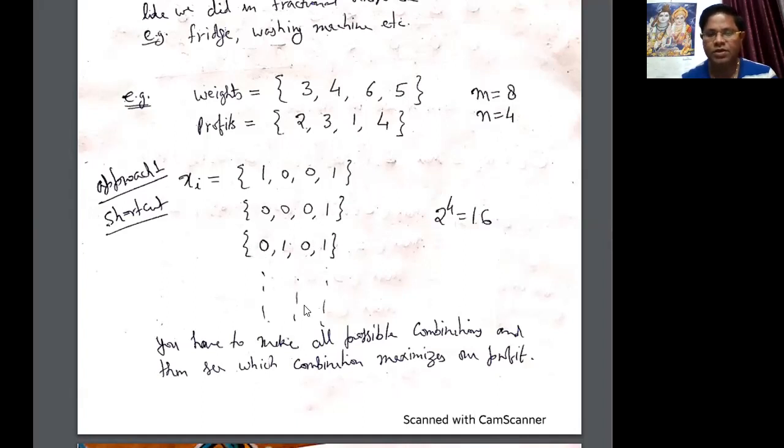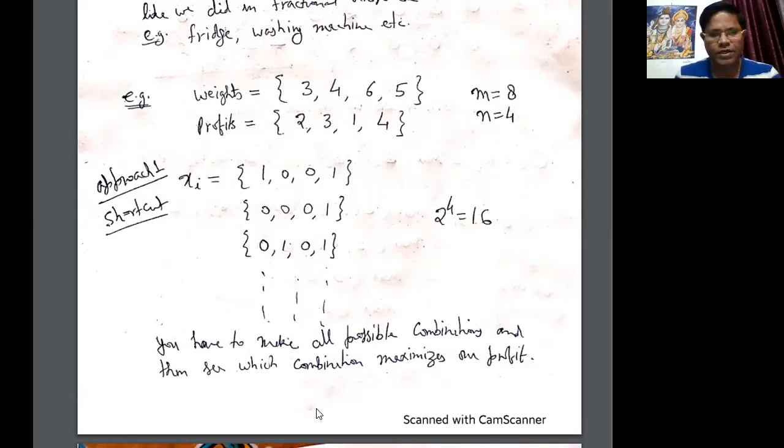Likewise, you have to check all the possible combinations starting from 0, 0, 0, 0 till 1, 1, 1, 1, and calculate the profit values for each. You have to make all possible combinations and then see which combination maximizes our profit.